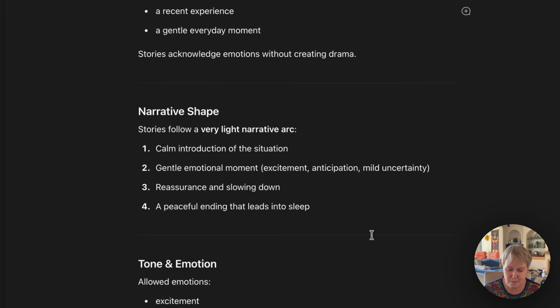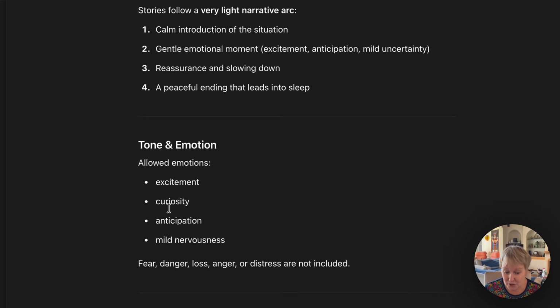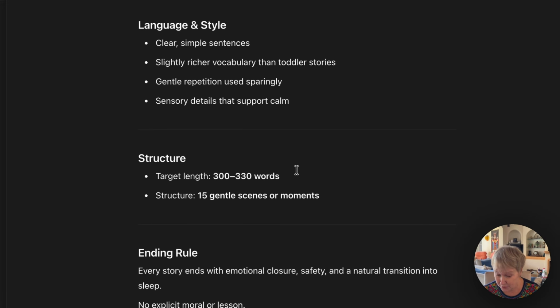So you have the same structure in those rules, but you can see here in the tone and emotion, fear, danger, loss, anger, or distress are not included. You can have mild nervousness though. And in terms of the structure, 300 to 330 words, 15 scenes.